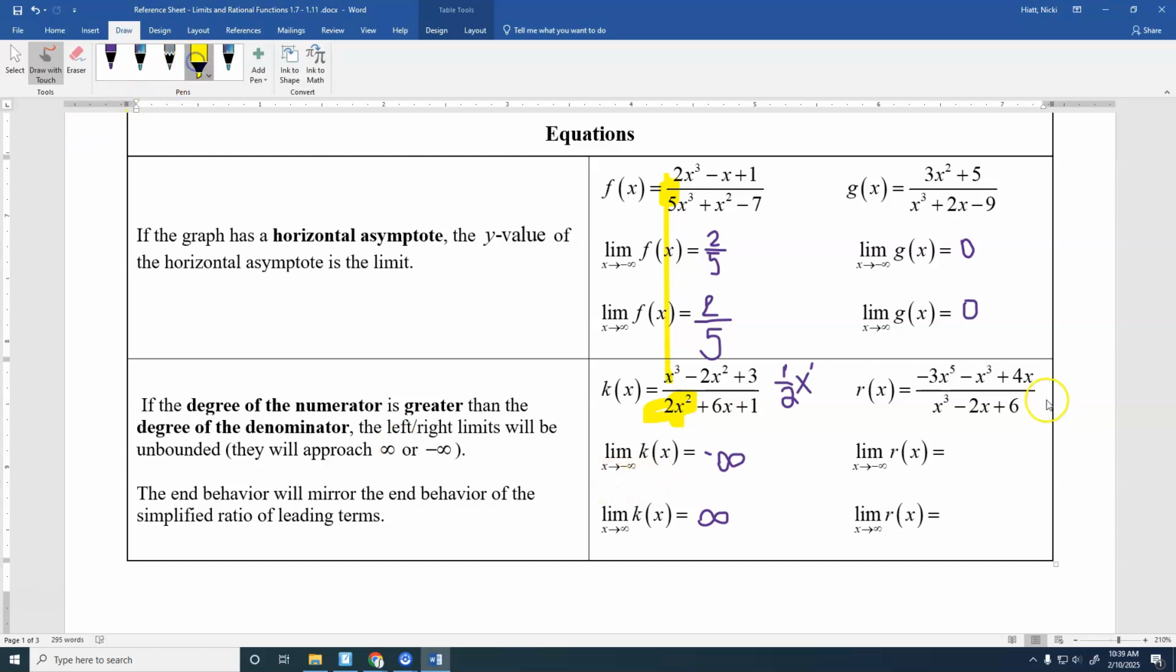So if I do that same thing over here, I've got negative 3x to the 5th and x to the third as my highest degree terms. If I divide those, I'm going to get negative 3x squared. It's not going to be exactly the same as this graph, but it's going to have the same end behavior as that graph. So the right side will be negative infinity, and the left side will also be negative infinity because you have an even degree.